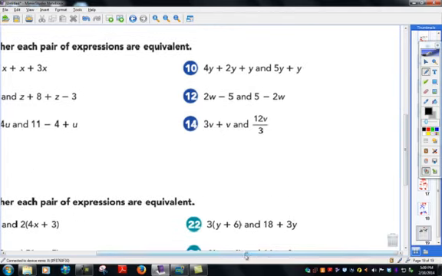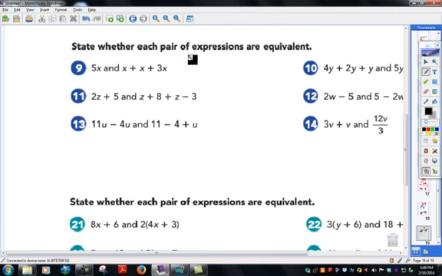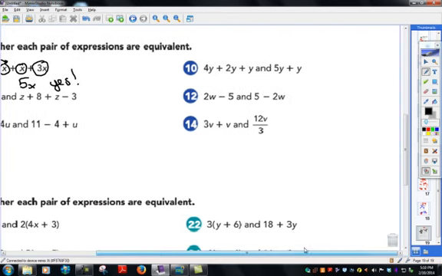Okay, now we're going to get a little bit more challenging. A little bit, not a ton harder. Here we go. We have 5x. Let's go over here and see if this thing equals 5x. I have 1x, I have another x, and I have 3 x's. How many x's do I have in total? 5x. So yes, they are equivalent.